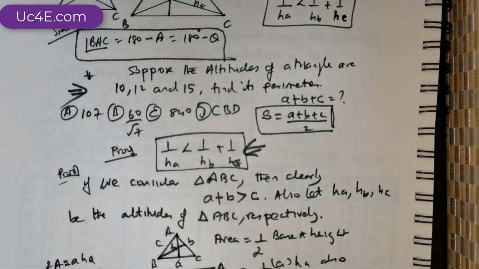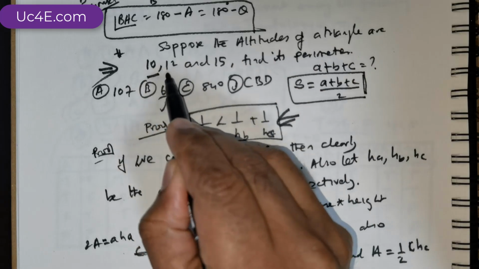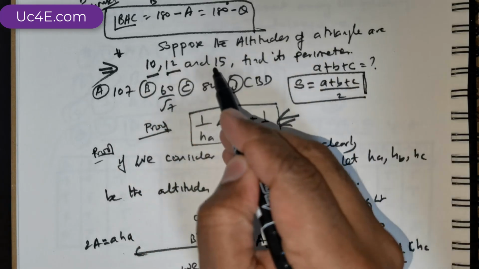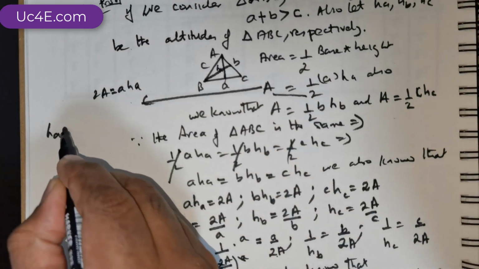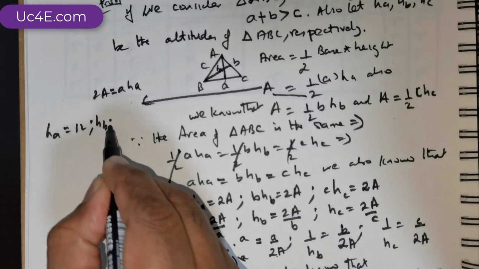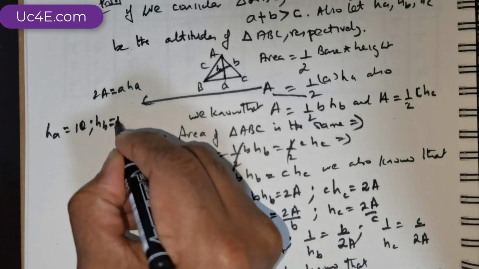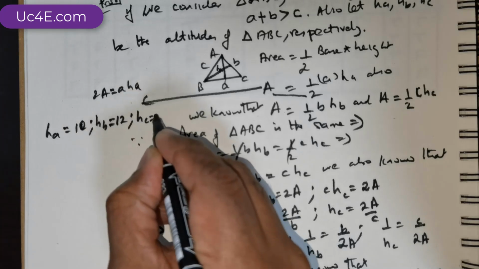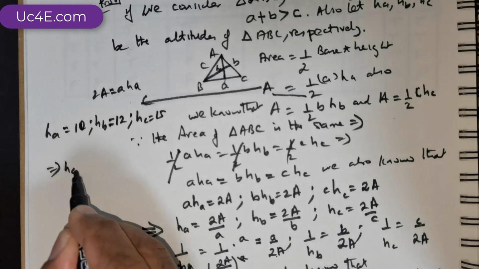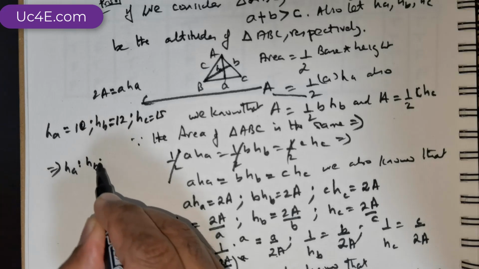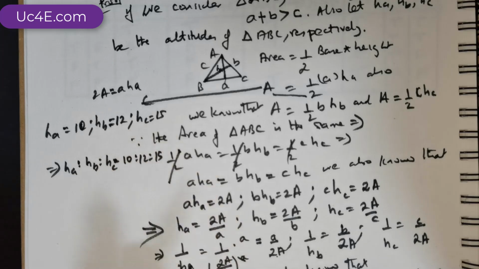So I'm going to show you how to solve this question. Okay, so let's solve this question. We've been given that the altitudes are 10, 12, 15. So what I would like to do is take them like this: h_a is equal to 10, h_b is equal to 12, and h_c is equal to 15. So if I were to take the ratios, this would mean h_a is to h_b is to h_c is equal to 10 is to 12 is to 15. Fair enough, right?